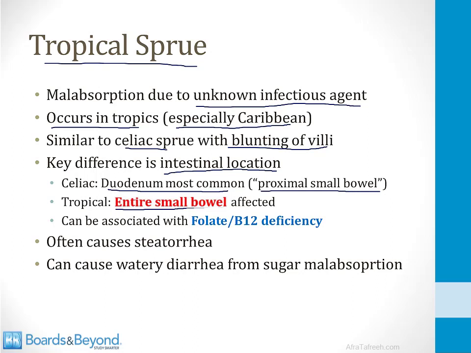This means that tropical sprue is often associated with folate and B12 deficiencies because, as you may know, folate and B12 are absorbed in the jejunum and the ileum. Tropical sprue often presents with steatorrhea from fat malabsorption. In addition, patients can develop a watery diarrhea from sugar malabsorption.